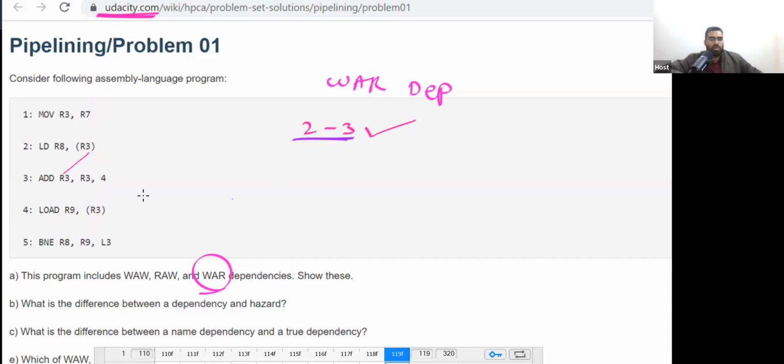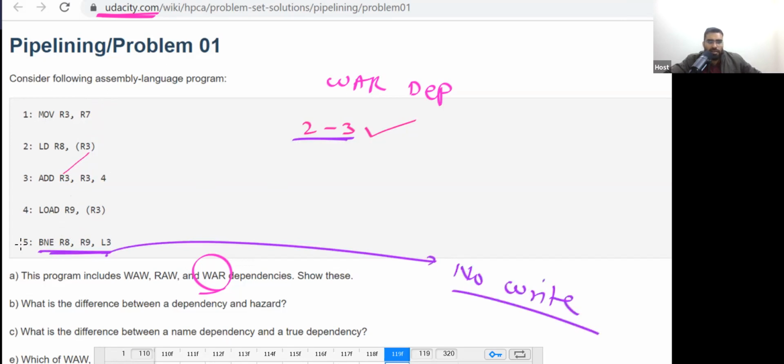No, sorry. Actually, they are not writing. So always check in the reverse direction. They are not even writing here, so there is nothing to check here. You don't have to check anything here. Just check, is there anyone reading R9? Is there anyone reading R3? Is there anyone reading R8? That's it. So there is only one WAR dependency. Okay, clear? Please tell me.